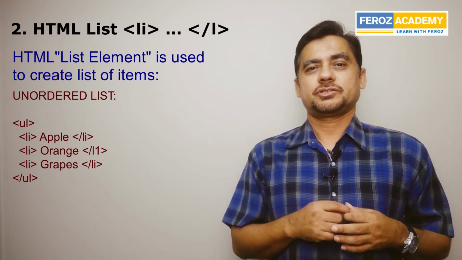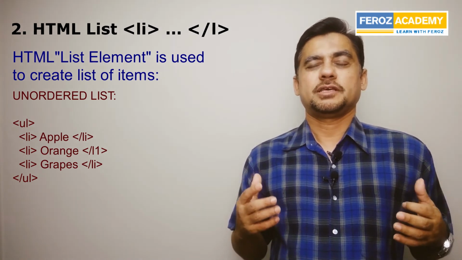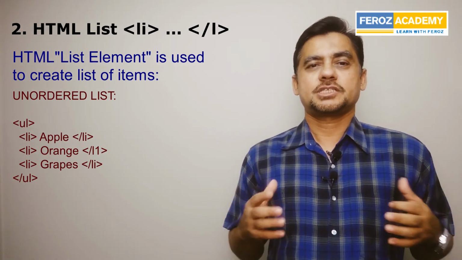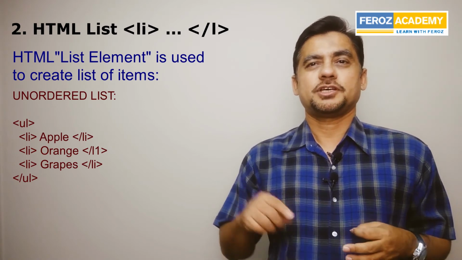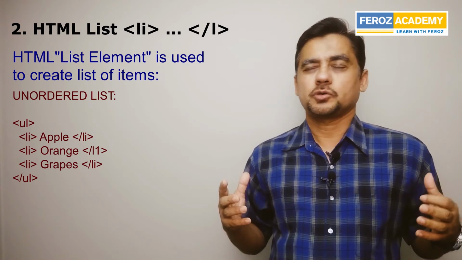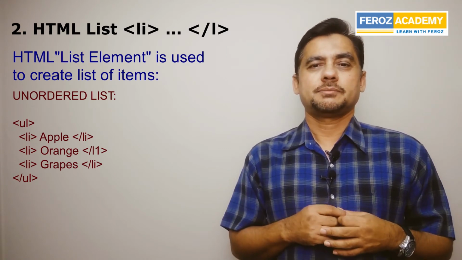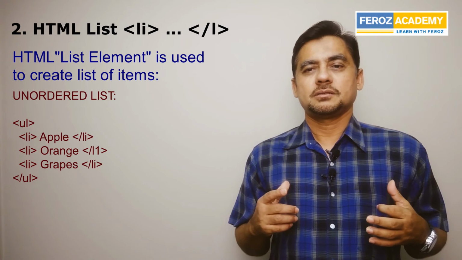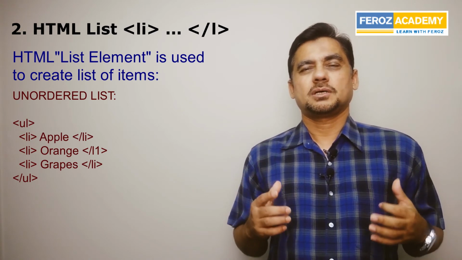For unordered list or bulleted list, a bulleted sequence is automatically generated for each item. Creating an unordered list is similar to creating an ordered list, except that the ordered list element is changed to the unordered list element.